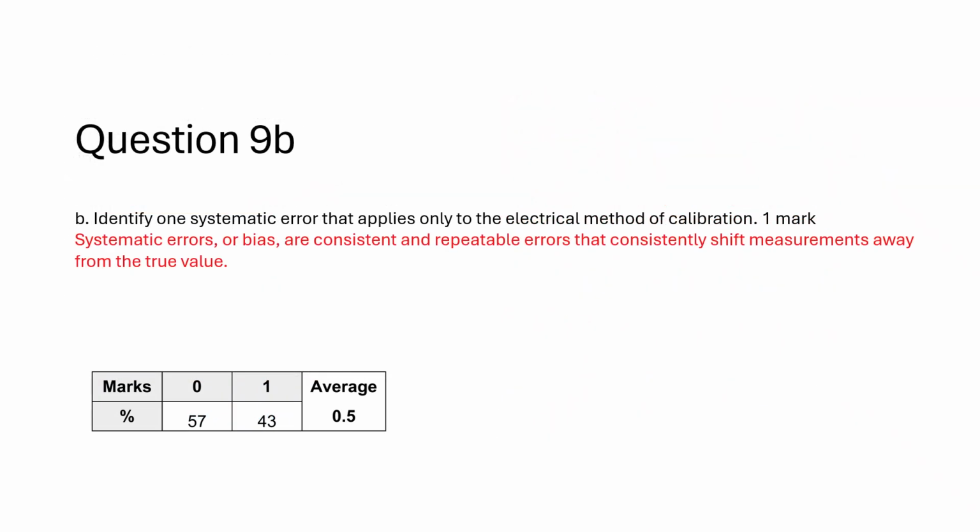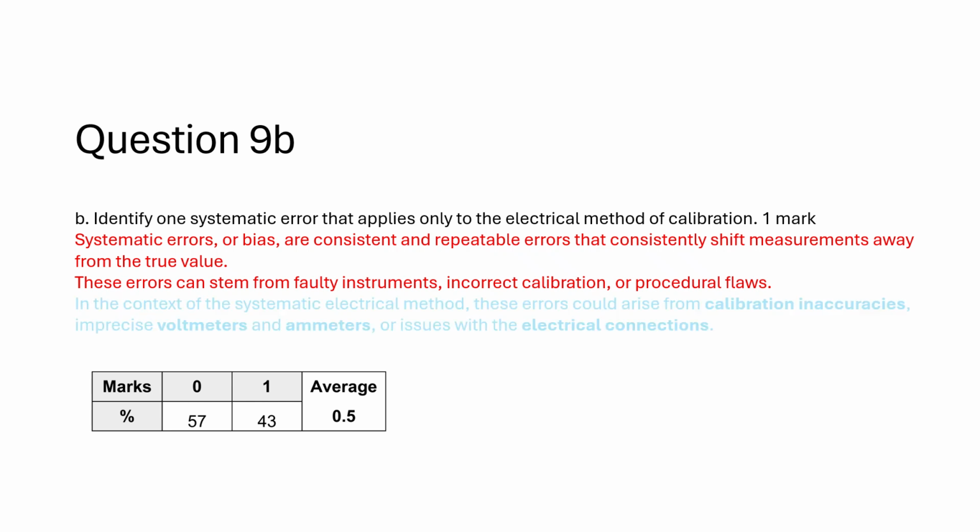Systematic errors, or bias, are consistent and repeatable errors that consistently shift measurements away from the true value. These errors can stem from faulty instruments, incorrect calibration, or procedural flaws. In the context of the electrical method, these errors could arise from calibration inaccuracies, imprecise voltmeters and ammeters, or issues with the electrical connections.